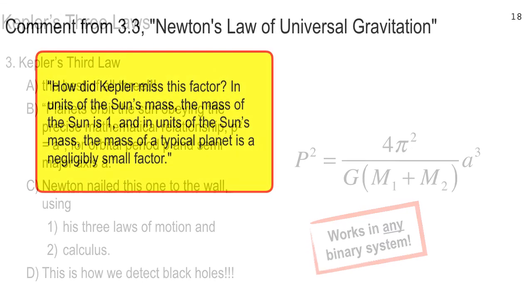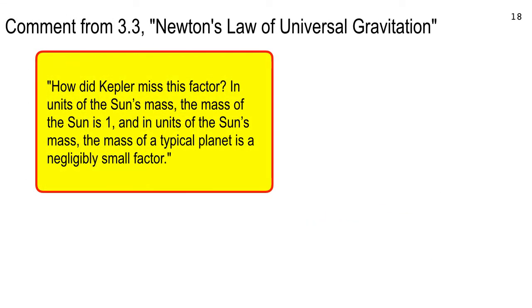So here's our next question. This is from 3.3, Newton's law of universal gravitation. How did Kepler miss that factor, M1 plus M2?